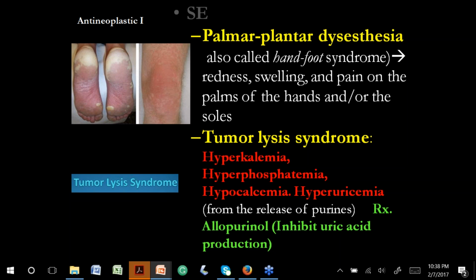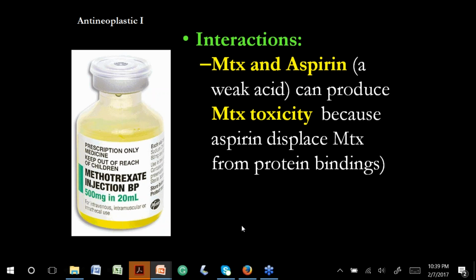That is going to put huge amounts of potassium in the blood, which leads to hyperkalemia. Remember, hyperkalemia mostly means arrhythmias, right? Hyperphosphatemia, because phosphate is the most common anion in the intracellular space. And again we have hypocalcemia, and we can have hyperuricemia. When you see hyperuricemia, it is because some proteins composed of purines are coming out from the cell, producing uric acid in the blood. The treatment for this hyperuricemia is allopurinol. Interactions: methotrexate and aspirin, especially this combination. If you have methotrexate and aspirin, they can lead to increased toxicity of the methotrexate.